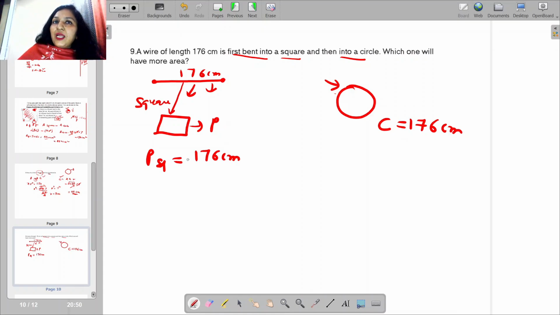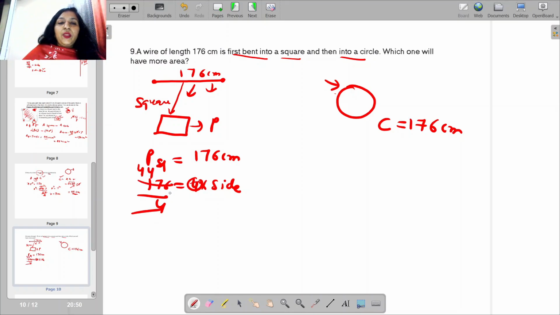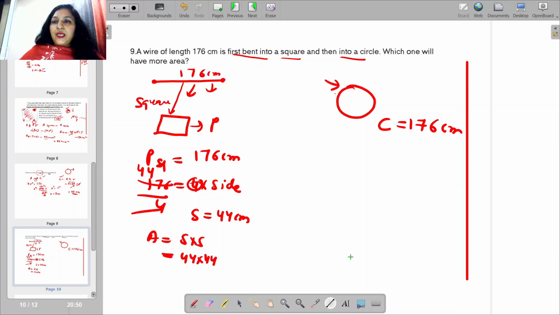Perimeter से area पे जाना हमें आता है. How to find the area of a square? We need side. So perimeter is 4 times of side. If I take 4 on another side, this is 4 and 4. If you divide 176 by 4, you are going to get 44 centimeter. Side here is 44. So area has to be side into side. That means we need to multiply 44 by 44. Let us do the calculations here.